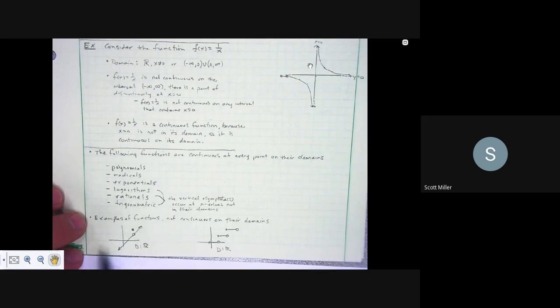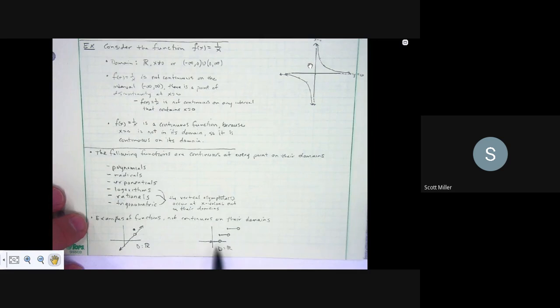This function right here is an example of one where the domain is all the real numbers. Every x value has a y value, okay? But it's not continuous because look right here, we have a hole and a dot that is off of that line. So it does not satisfy continuity at a point because the limit does not match the value of the function.